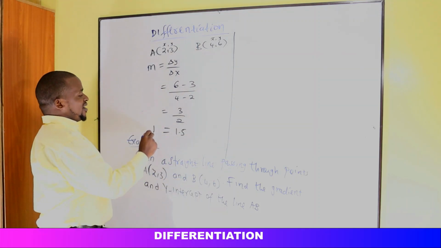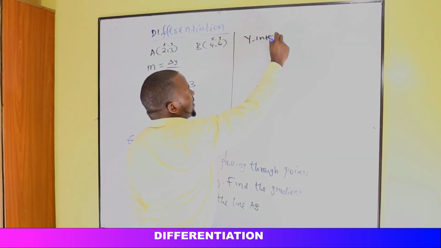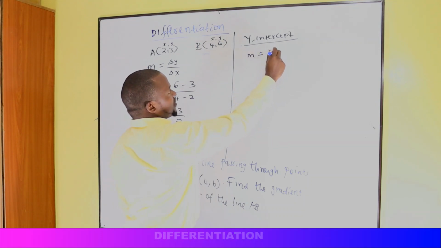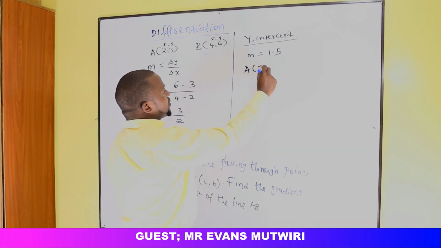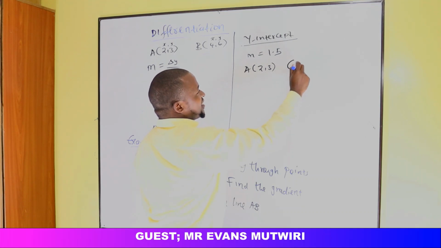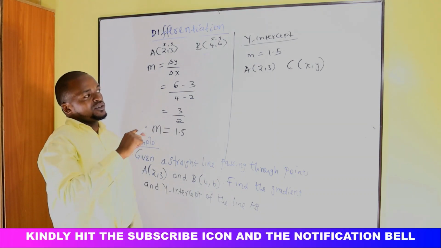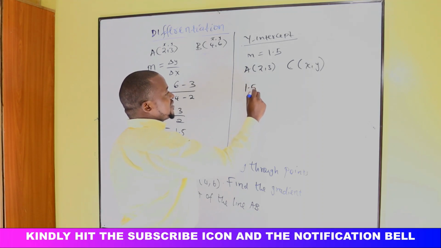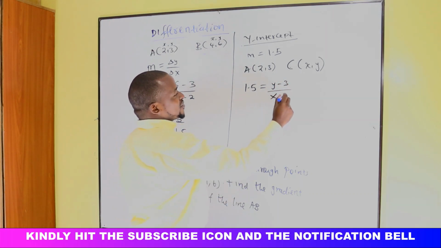Therefore, this is our gradient. Then how do we get our y-intercept? Having the gradient m equal to 1.5, and one of the coordinates of that line, that is A, (2, 3), we assume the coordinates of the other point, let's say point C is (x, y). Then you form the equation of that line and extract the y-intercept. So in this case, our gradient 1.5 is given by change in y, y minus 3, over change in x, x minus 2.